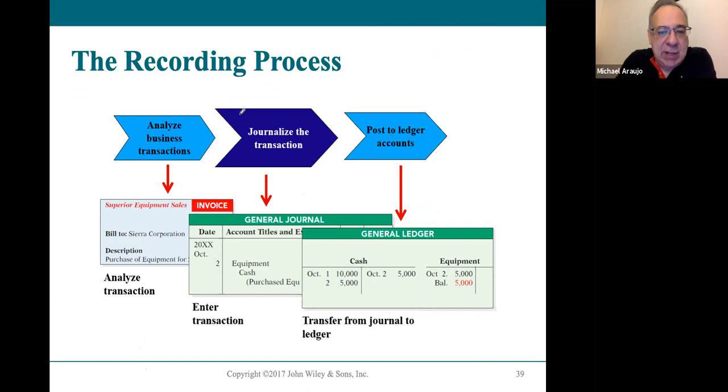So again, these 3 steps are listed here, but we're actually right here. We've been doing lots and lots of analysis. Now we're going to actually do the journal, actually do the journalizing. So this is where we're at. This is where we're going to be next week.